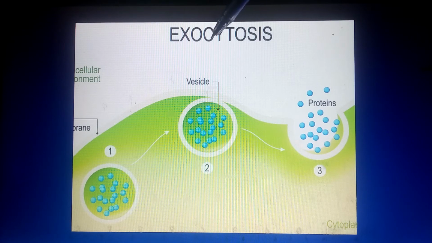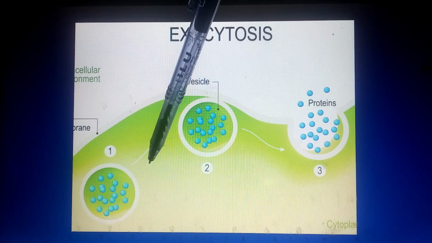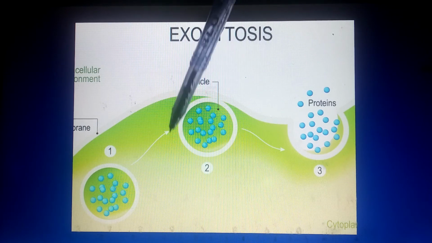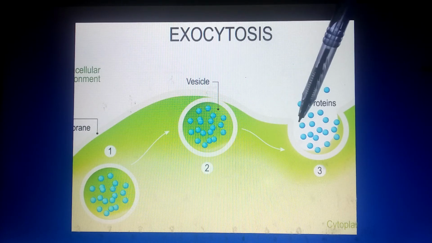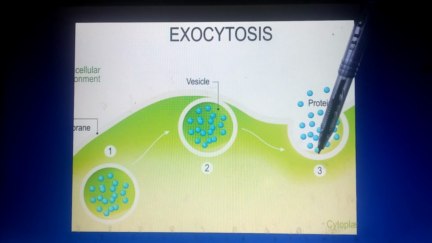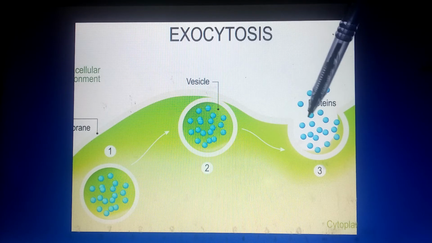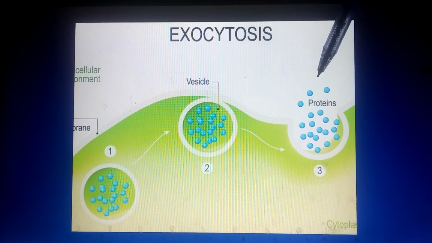Now exo means out, so the movement of the substances, you can see here, this is the vesicle which carries the substance which now moves outside. This vesicle comes and attaches with the cell membrane, and the enzymes help to dissolve the cell membrane, and a pore is created here, and the vesicle then fuses with the cell membrane, and all the material present in that vesicle comes outside of the cell, maybe protein, maybe any other thing.